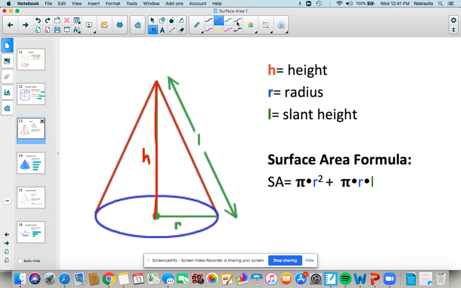Then we have the radius. Again, that is part of the circle. So it's from the center to the edge, and that's the radius. We use the letter R.